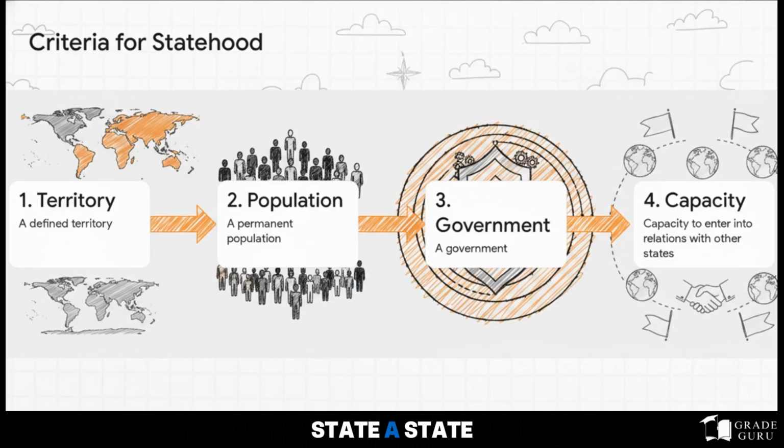What makes a state a state? The 1933 Montevideo Convention gives us the definitive four-part test. You need a defined territory, a permanent population, a government, and the capacity to enter into relations with other states. You've got to know these four cold.